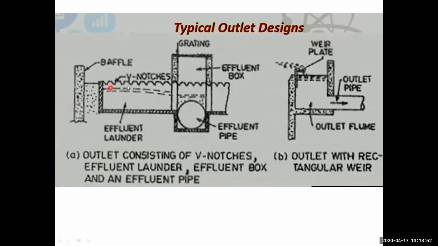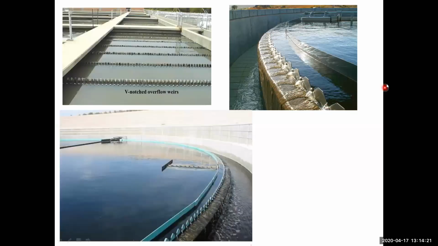After that, again the V notches will be provided in this way. Why? To again control the turbulence, so that the water goes at a constant velocity. This is one type of notch or outlet, or they will provide a simple rectangular weir from where the water will be taken out through the pipe. So there are two types of outlets: one is the V notches and one is the weir plate. In the diagram, you will understand.